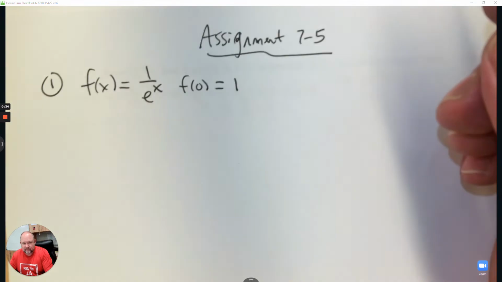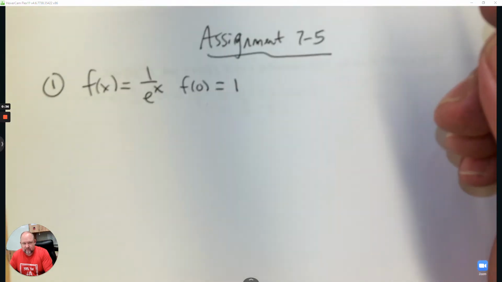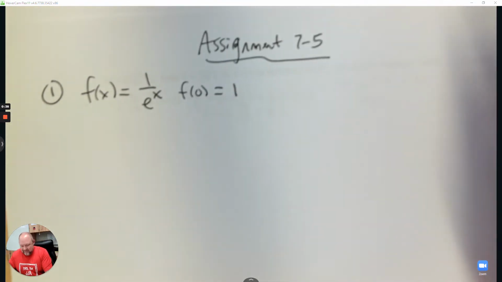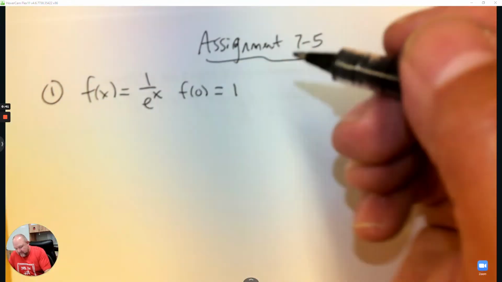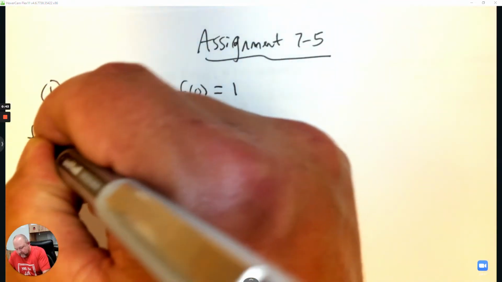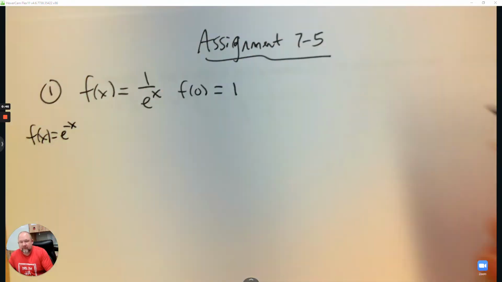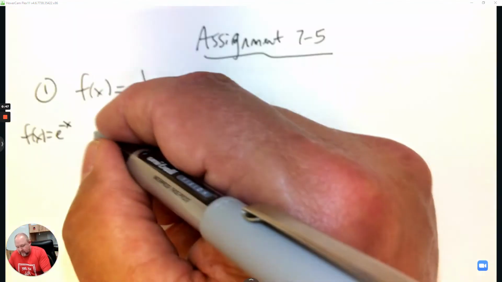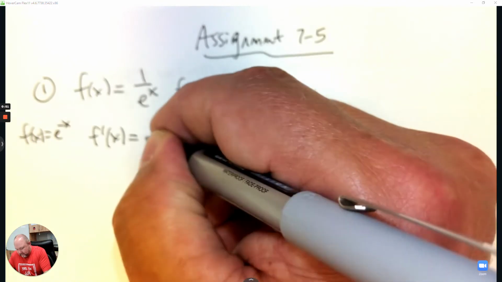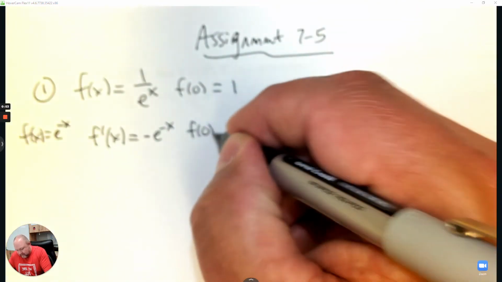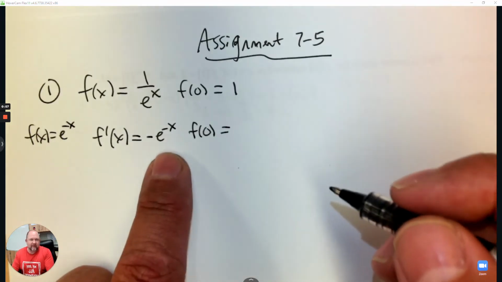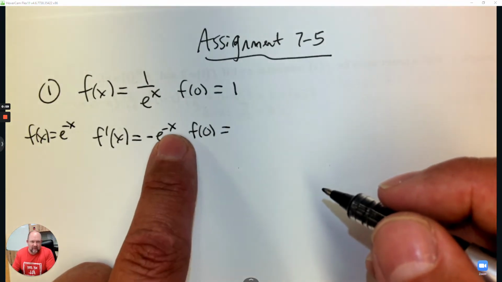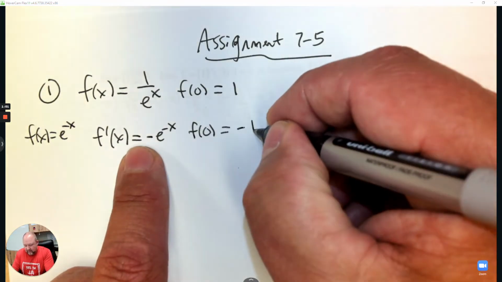Now 1 over e to the x, I want to see this in calculus-friendly terms as e to the negative x. So when I take the derivative of e to the negative x, there's a hook and it's negative. Then when I plug in 0, e to the 0 is 1, but it makes it negative 1.